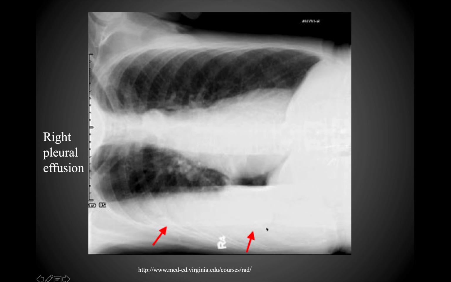So again, this is a patient in a lateral decubitus position, and so you can see here the fluid in the lung on the right side of the lung. So once again, this is a right pleural effusion in this case.